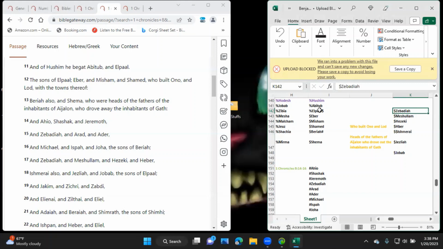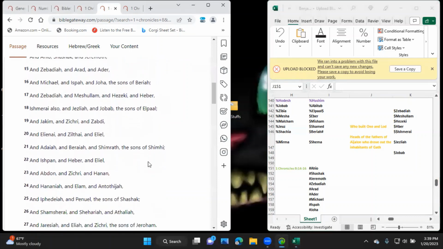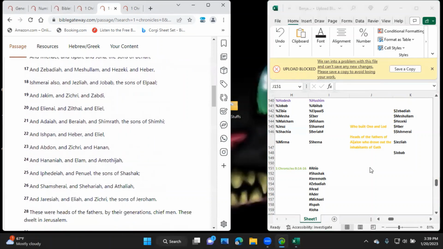So we're just going to continue with 1 Chronicles 8, verse 19 through 21. And in verse 21, these are the sons of Shimhai. Now, I don't know how Shimhai fits into the rest of the genealogy. So for the life of me, I'm just going to list it as a separate genealogical line. And I still know it falls under the sons of Benjamin, because this entire chapter falls under the sons of Benjamin.